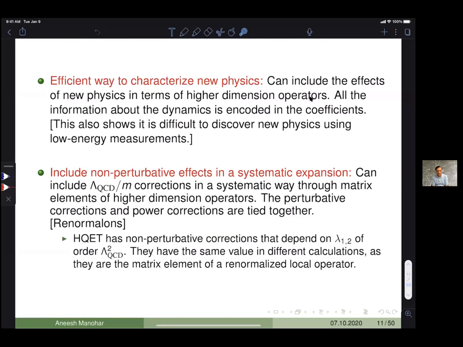Now, the reason I'm emphasizing this is because it's a field theory. These are well-defined, renormalized operators. They have a precise definition. And you can use the same parameters in inclusive B decays, form factors, a whole host of places. And they have the same value in all of the places. And you couldn't do the same thing if you had some kind of model of the non-perturbative effects.